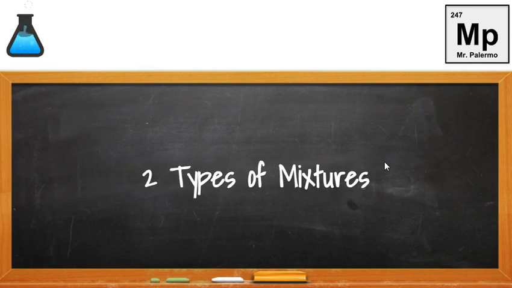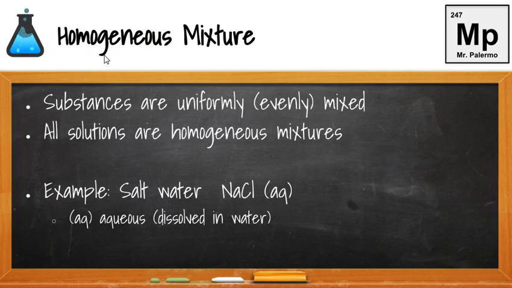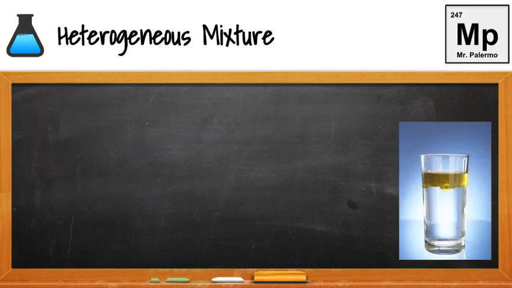There are 2 types of mixtures. We have the homogeneous mixture. Homo means same. These are substances that are uniformly or evenly mixed in the sample. So all solutions, anything you dissolve in water, for example, are homogeneous mixtures. So for example, if I take salt and put it in water, I make salt water. And we would write NaCl, sodium chloride, is salt, and I'd put parentheses with aq. And aq stands for aqueous, which means it's dissolved in water. So whenever you see that aq, it means that you have a solution, and we then assume it's homogeneous. It's evenly mixed. There's no separation of the particles. They're all evenly or uniformly spread out.